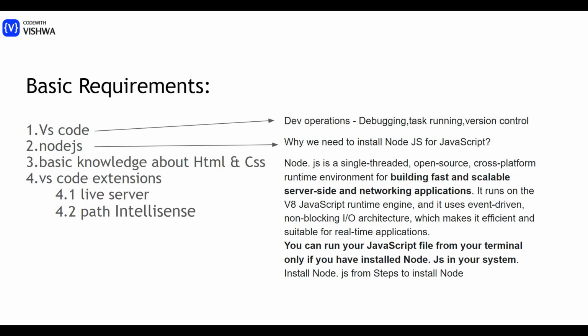And Path Intellisense. It is also one of the extensions. So when will we use this? See, when you are developing an application or a big project, you may have different files in your project. Sometimes you need to call or import a file. At that time you have to know the path of that file. Using this Path Intellisense extension, you can easily find the path of the file to import.